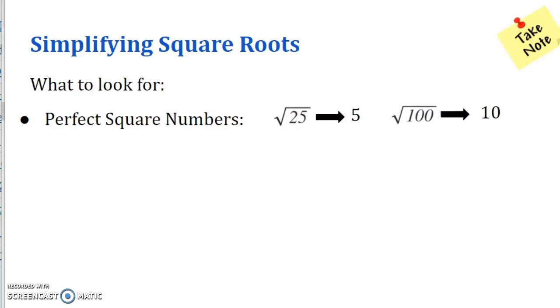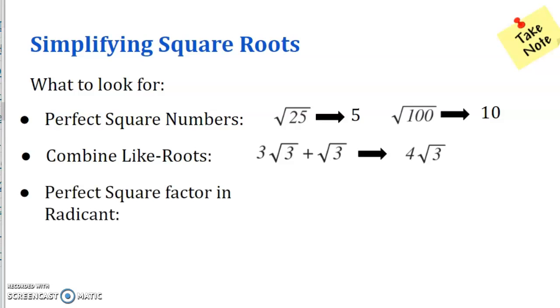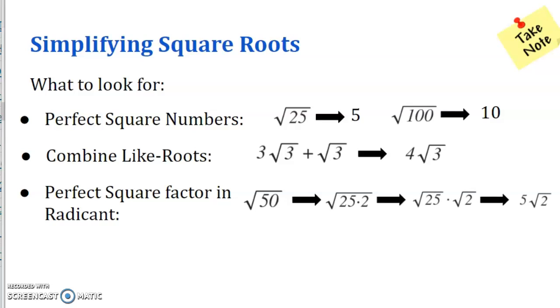The next thing is you look for and combine like roots. So for example, when you have 3 root 3 plus root 3, that becomes 4 root 3 because root 3 and root 3 are like roots. And then perfect square factors in the radicand. If you have square root of 50, then you look for perfect square factors. I know that 50 is 25 times 2. So that becomes square root of 25 times square root of 2, which is the same as 5 root 2.